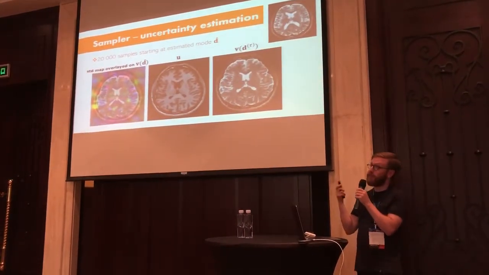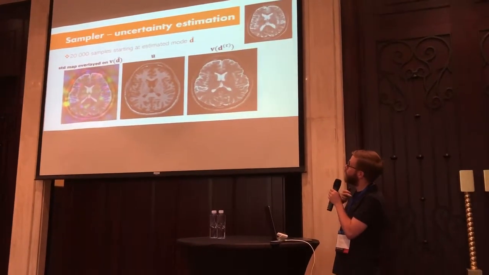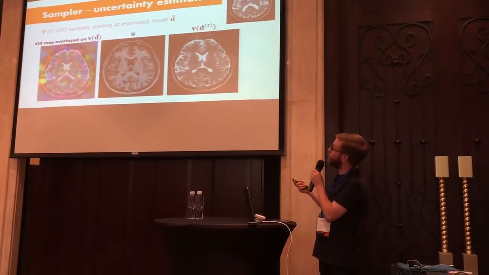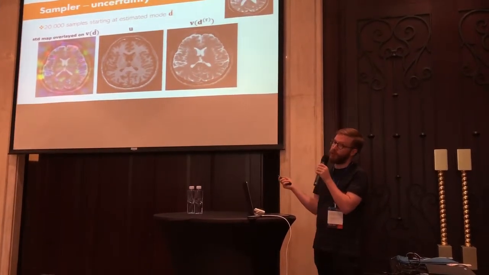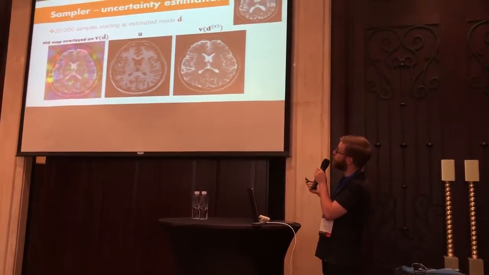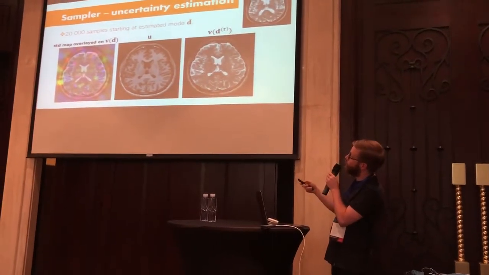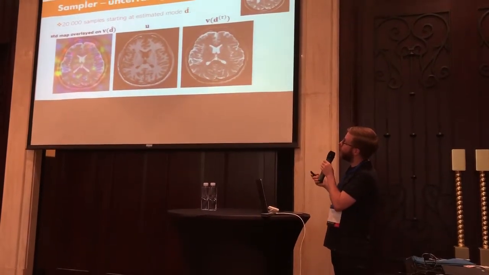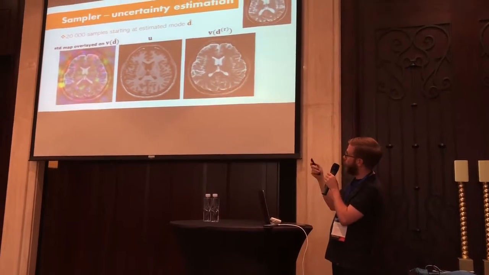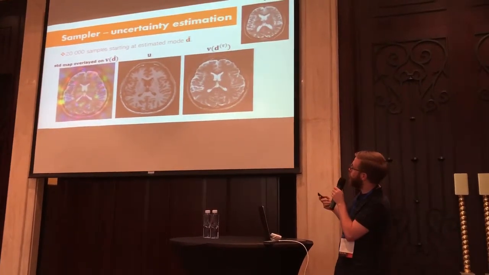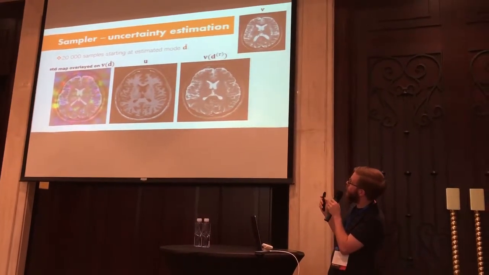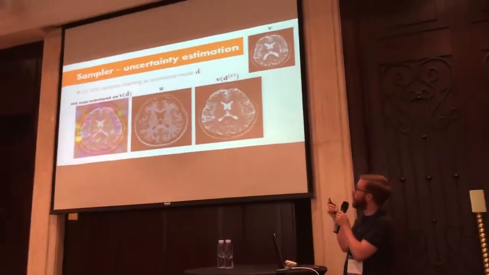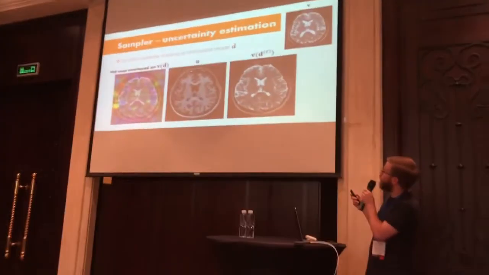So now let's look at the sampler. We draw 20,000 samples from the joint distribution of all variables. First I show the standard deviation over all these samples. Then U, the T1 weighted image, and then the T2 weighted image deformed by 7 different samples of the deformation field.